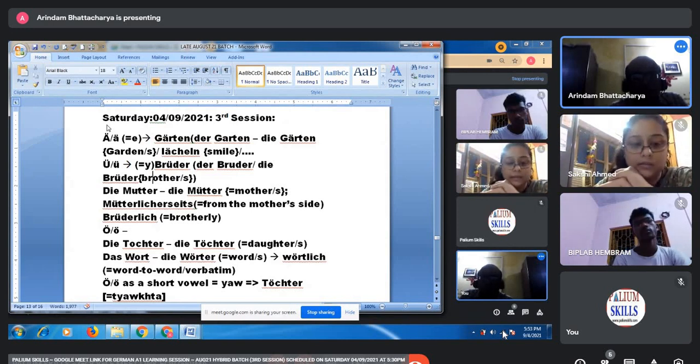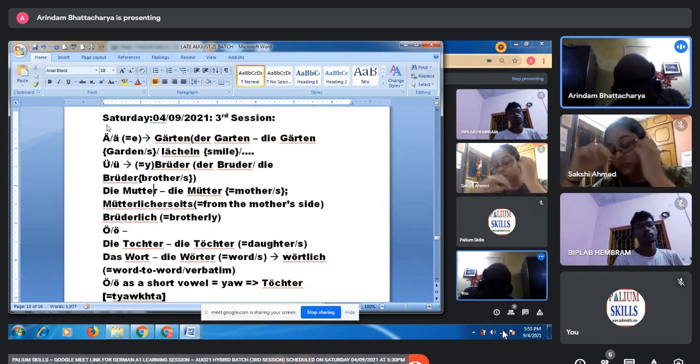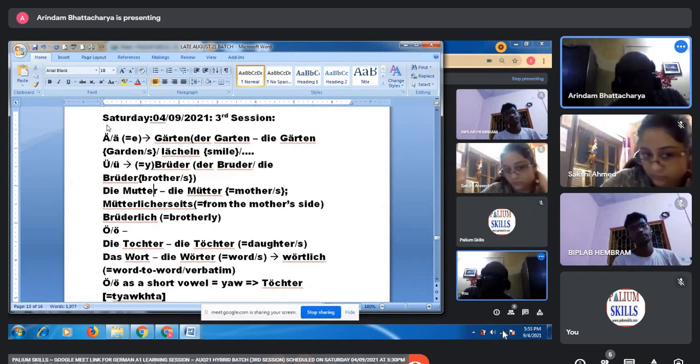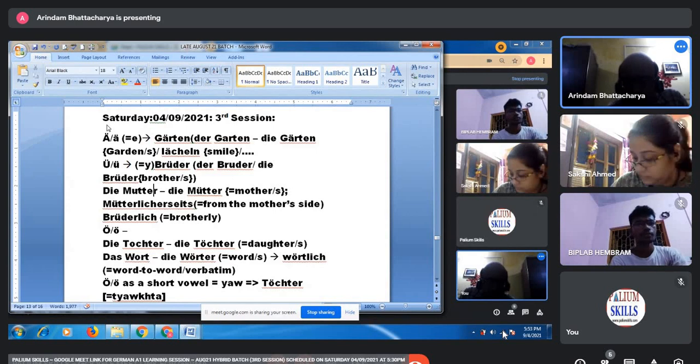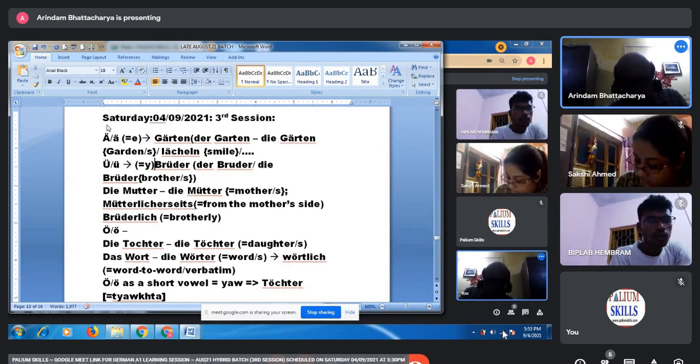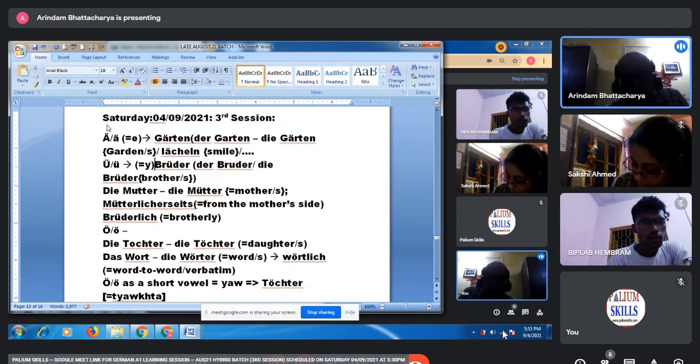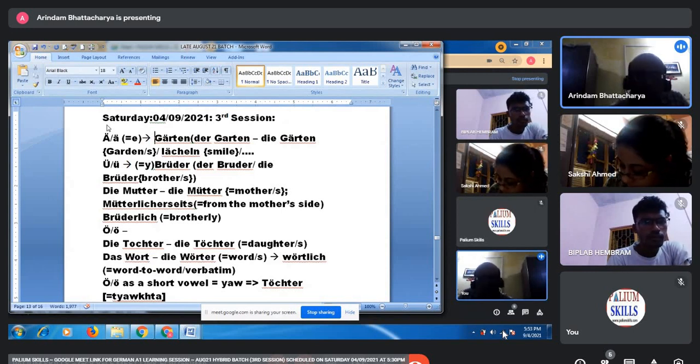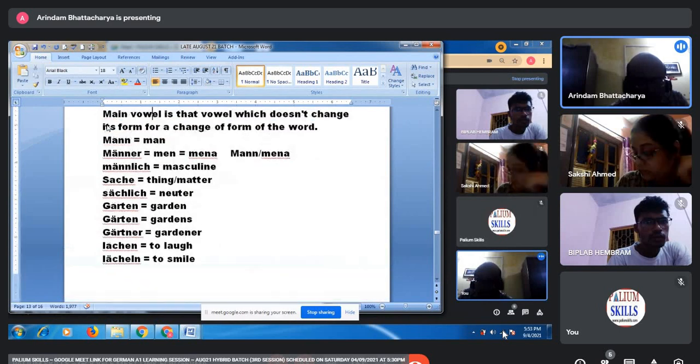So the long umlaut sound is the same as epsilon. So why this redundancy? Again, I have just given the reason, just yesterday.